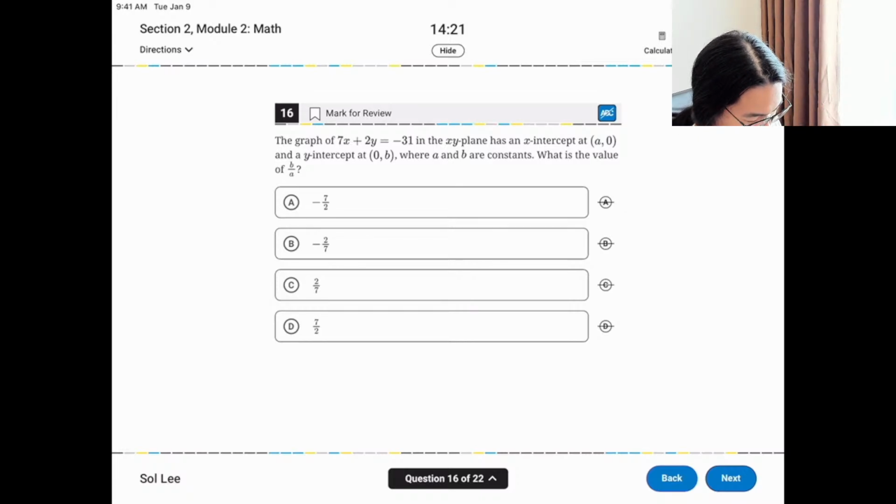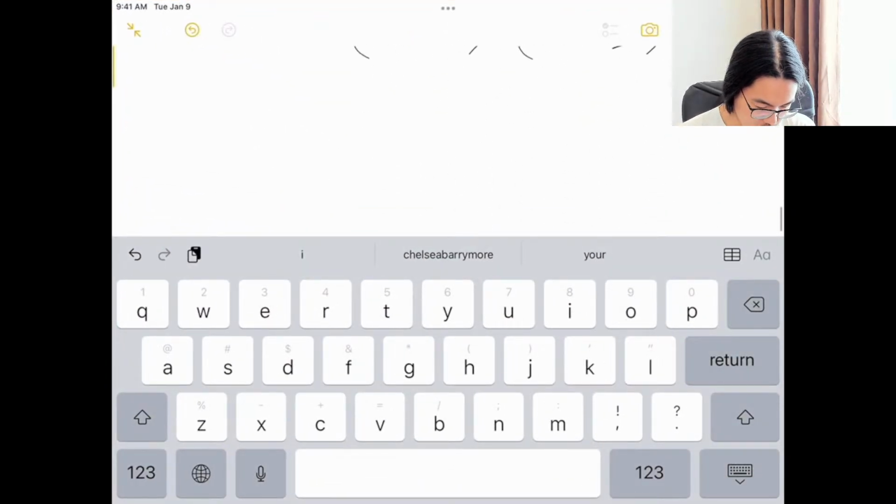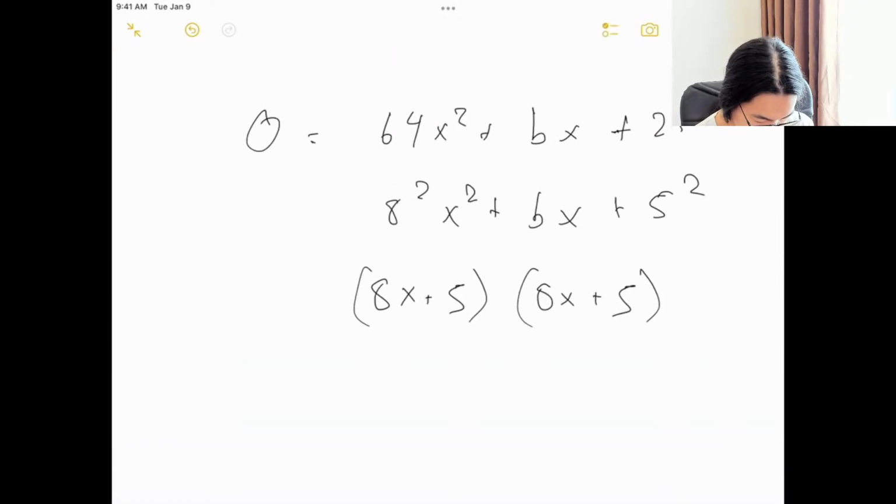The graph of 7x plus 2y minus 31 equals 31 in the xy-plane has x-intercept at (a, 0) and y-intercept at (0, b). What's the value of b over a? Okay, this is kind of like multi-steps. We're looking for b over a.